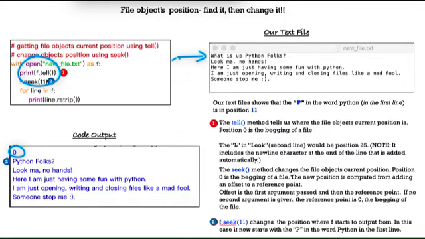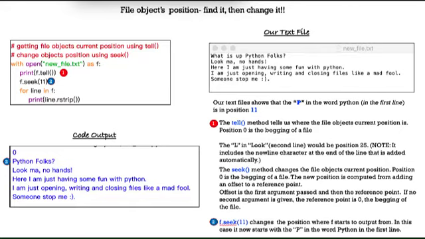Position 0 is at the beginning of a file. The L in the word look, the second line, would be at position 25. Note that these indexes include the new line character at the end of a line that is added automatically. We mentioned that before. The seek method changes the file object's current position.